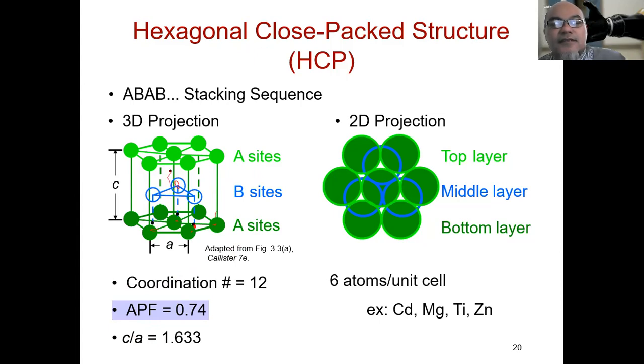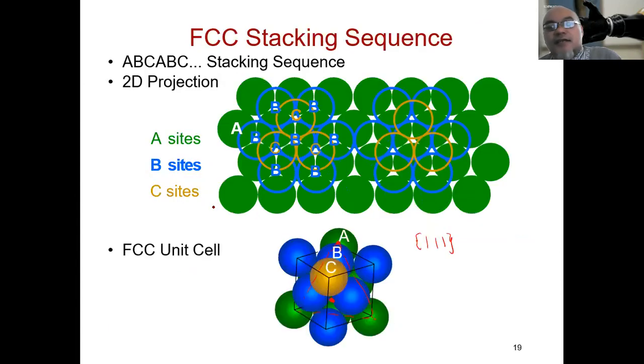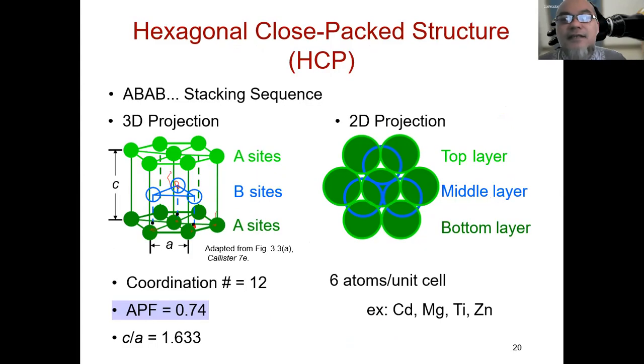In the crystal structure of FCC, you see that the lattice constant is the same in 3 axes, A. While in HCP, the C is not the same as the A, the lattice constants. And the ratio of C over A is 1.633. And the number of atoms per unit cell is also the same with FCC, which is 6.